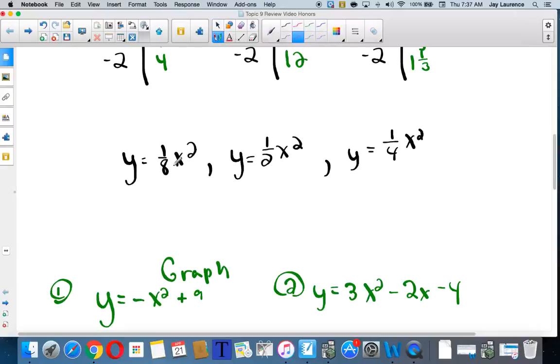The widest is going to be the one I divide by the largest number. I'm dividing by 8. Multiplying by 1/8 is the same as dividing by 8. So this is going to be the widest. Y equals 1/8 x squared.